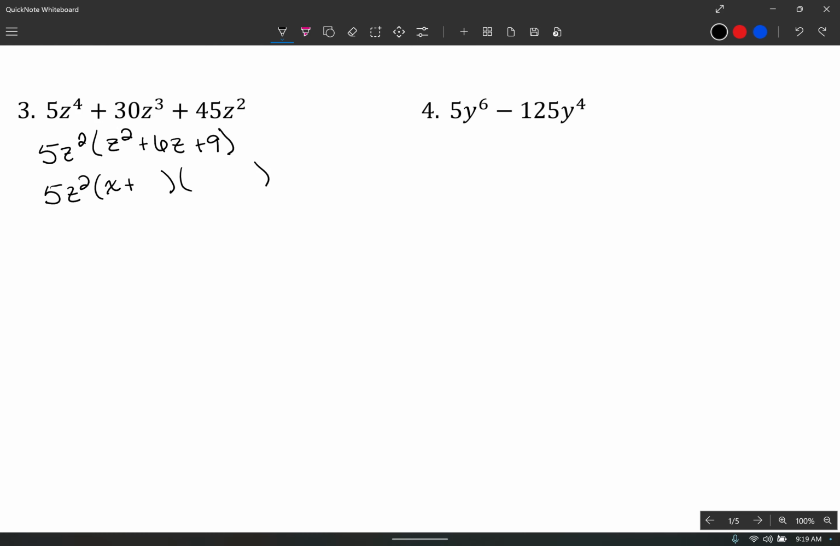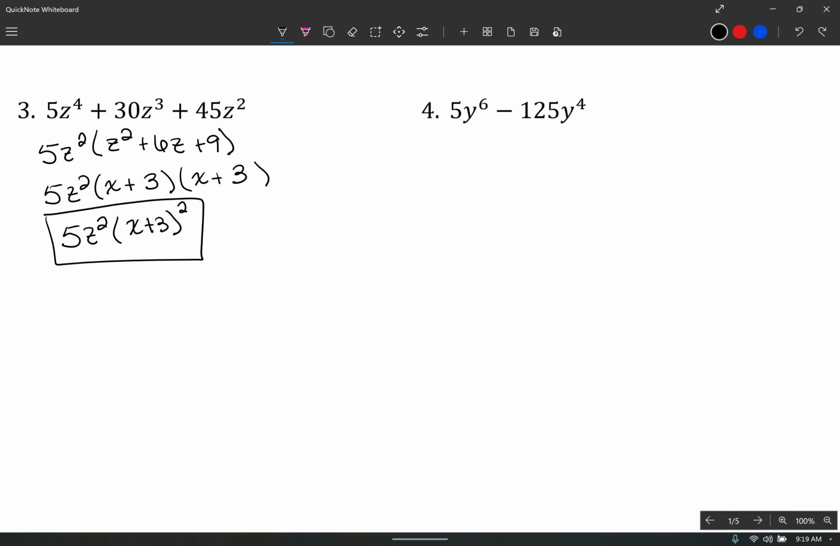Since there's a plus in the back, I look up front and I have two plus signs. And what multiplies to make 9 that adds to make 6 is 3 and 3. And since I have two of the same binomial, that means that was a perfect square trinomial, and we can write that as x plus 3 to the second power.